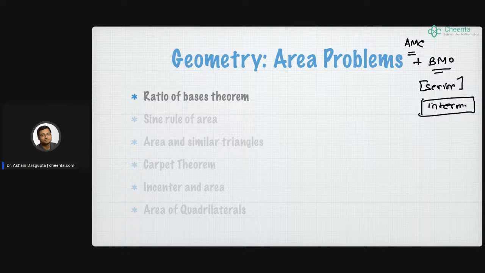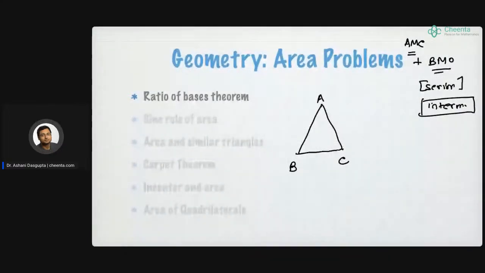One of the first things we talk about in geometry is the ratio of bases theorem. I'll quickly draw pictures so that you can see what it is. The statement is extremely simple. Suppose you have two triangles, ABC and XBC. This will be available in the Google Classroom, and I'll give you a link at the end of the class.